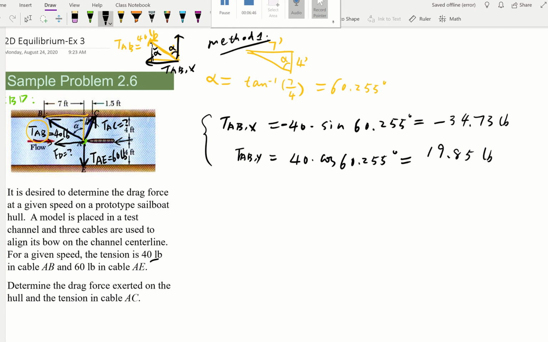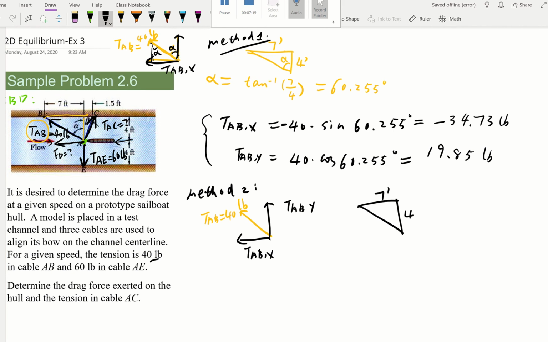You can do that, but I will encourage you to start thinking about method number two in the future. Instead of going to the angle, how about we just use the geometry? Let's see how we do that. So you have this TAB, 40 pound. We're going to decompose it into an x component and a y component. That's our TABx and TABy. And we know this has this geometry, 7 foot and 4 foot. We don't worry about the angle anymore. And the first thing I want you to do is figure out this hypotenuse.